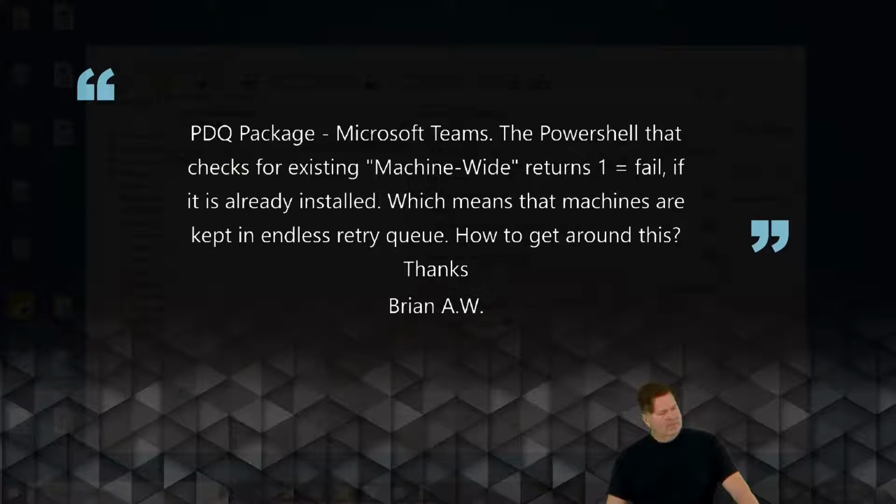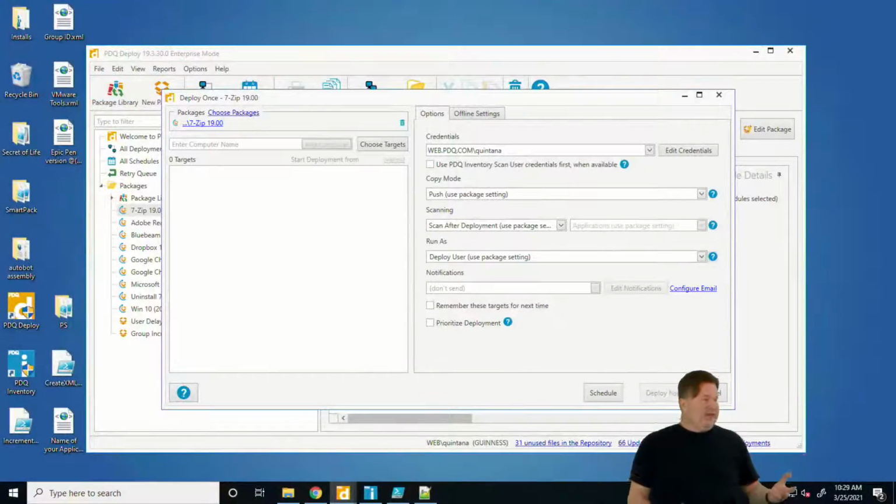Root Beer. Wow, sweet. Hey, Brian. One is a success code, so mark 1 as a success code, because it's already installed. Okay, you're using the retry queue. I think inventory is a much better way, which actually shoehorns right into the next thing we're going to talk about, which is retry queue versus a heartbeat.